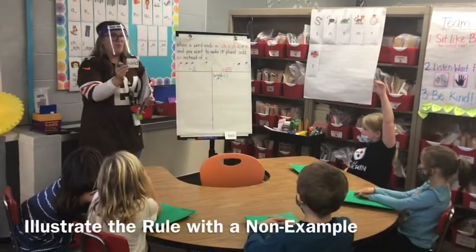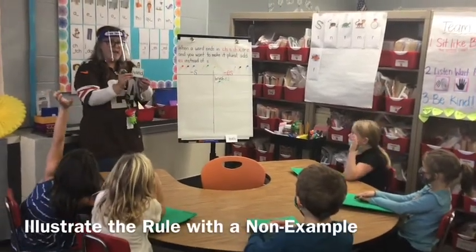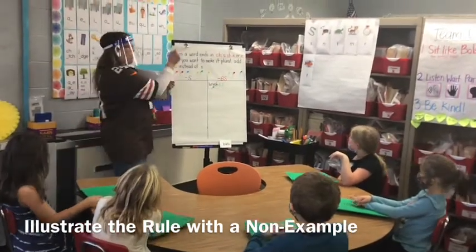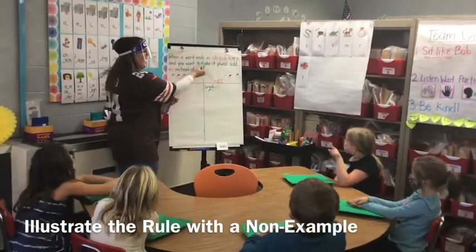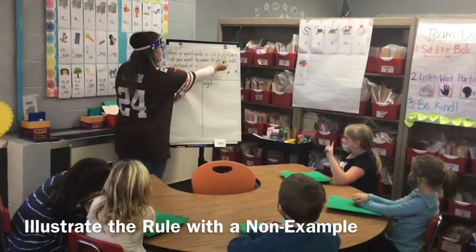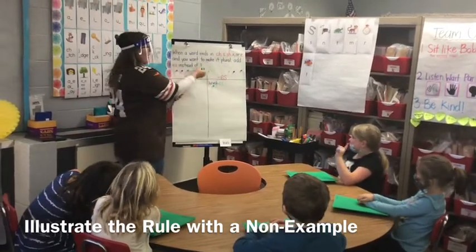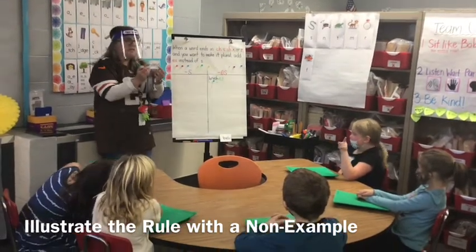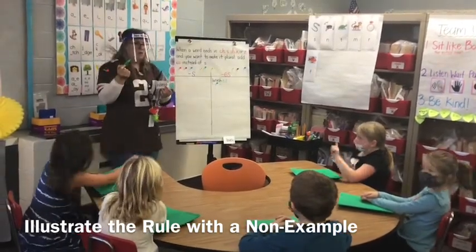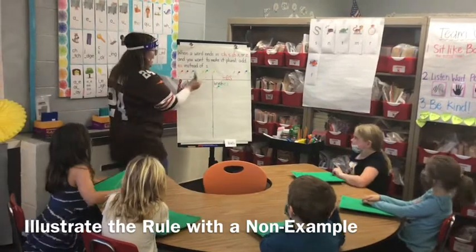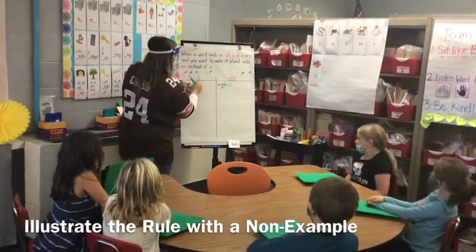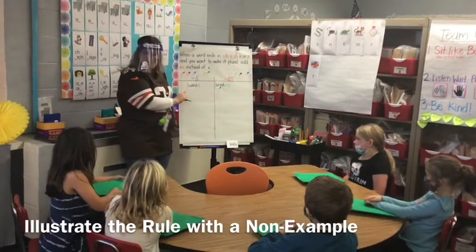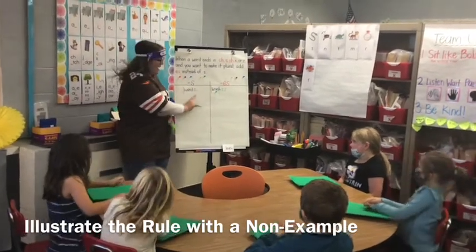But if I have my word here, hand, what does hand end in? A D. Let's go back to my rule. When a word ends in CH, S, SH, X, or Z, and you want to make it plural, add ES instead of S. Does D fit in my rule? No, it doesn't. So hand just gets an S. So instead of hand, it's hands. Let's read that together. Hands.